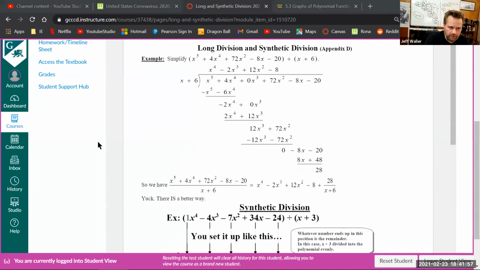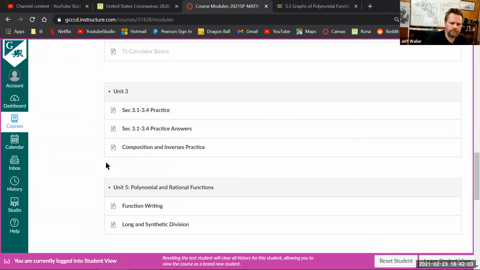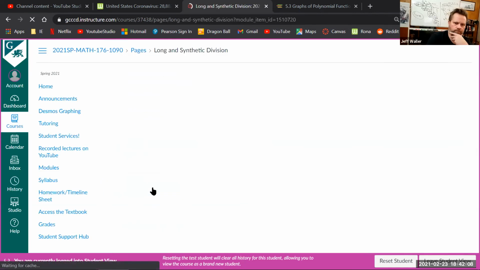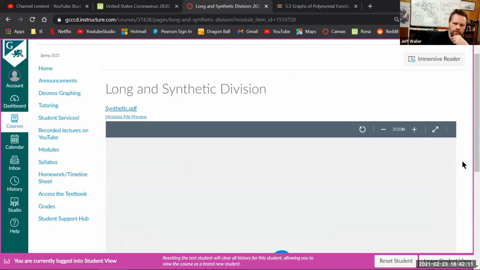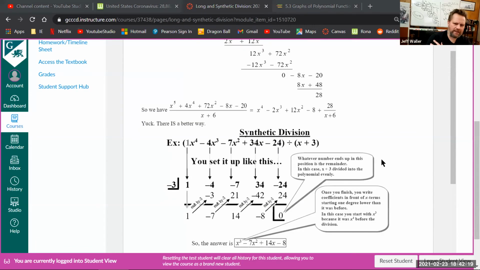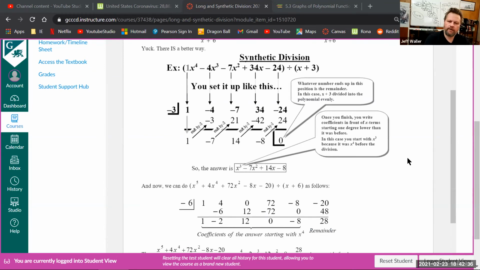Oh yeah, let me show you again where it is. So modules, go to chapter 5, unit 5. There's the function writing one we just did earlier, and there's the long and synthetic division. So I do an example of long division. I do an unrelated example of synthetic, just to really show you what I'm doing. Bring down the 1, multiply by -3, add, multiply by -3, add, and so on. That makes it so easy. I know.